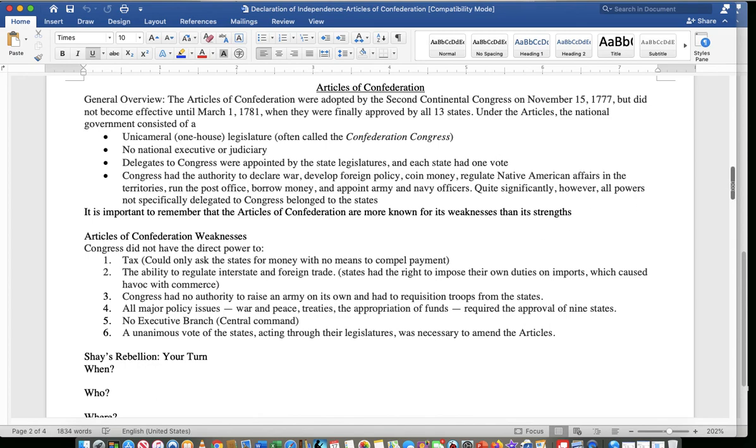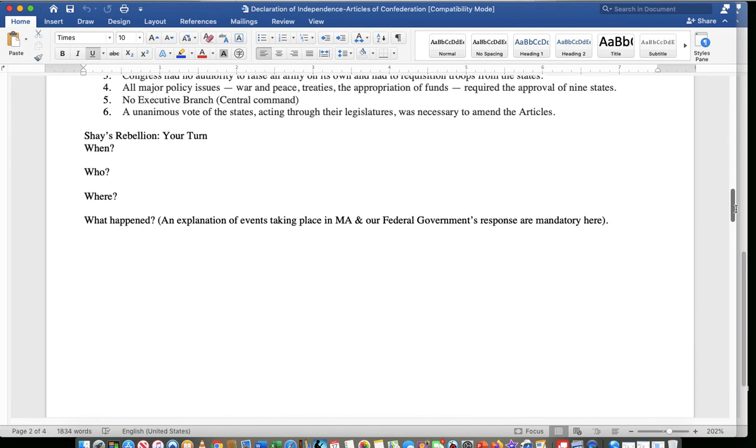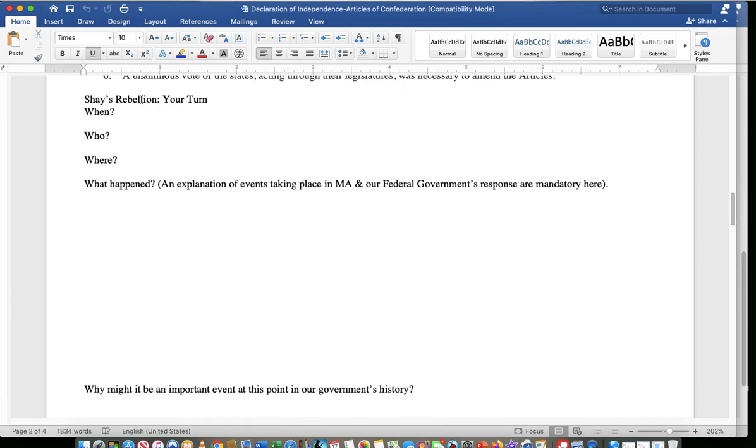Now, where I was going to leave off right here is I'm going to leave this up to you. Shays' Rebellion. During this time, at the back end of the Articles of Confederation, after the Revolutionary War, we have another kind of rebellion on our hands called Shays' Rebellion. What I want you to do is this. Just take a quick search and tell me, when did Shays' Rebellion take place, who was involved, where did it happen, and then more importantly, what happened. And so what I'm looking for here is just an explanation of the events that took place in Massachusetts. All right, good. I already gave you where, and the federal government's response, all right?